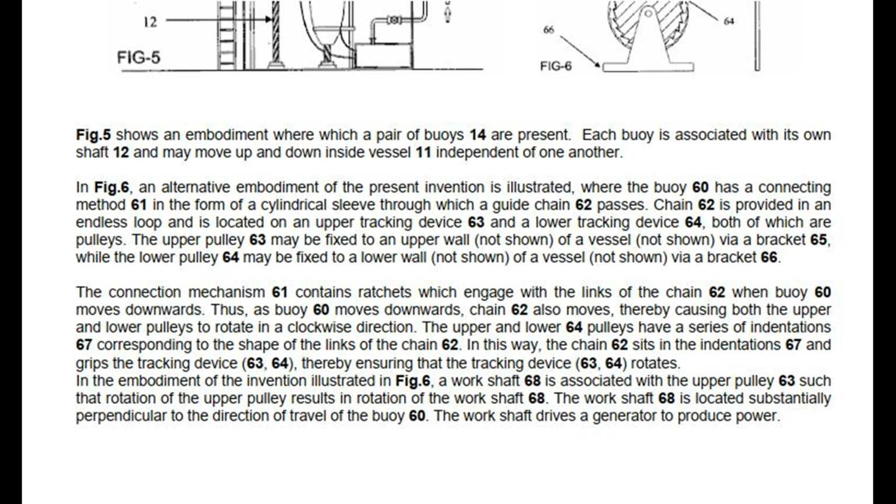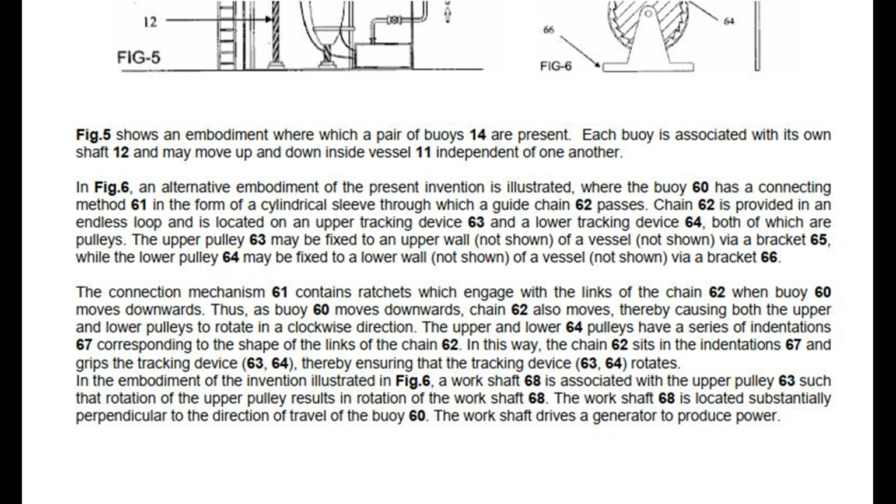The connection mechanism 61 contains ratchets which engage with the links of the chain 62 when buoy 60 moves downwards. Thus, as buoy 60 moves downwards, chain 62 also moves, thereby causing both the upper and lower pulleys to rotate in a clockwise direction. The upper and lower pulleys have a series of indentations 67 corresponding to the shape of the links of the chain 62. In this way, the chain 62 sits in the indentation 67 and grips the tracking device, 63, 64, thereby ensuring that the tracking device, 63, 64, rotates.